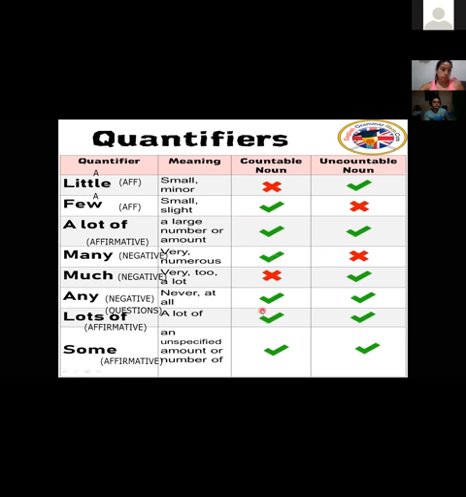Okay, now it's time for the question. Do you have any question, everybody? ¿Alguna pregunta? Es que no entendí muy bien cuando se va a usar el lots of. Oh, it's similar to a lot of. It's the same function. Y si no quiere decir a lot of, you can say lots of.